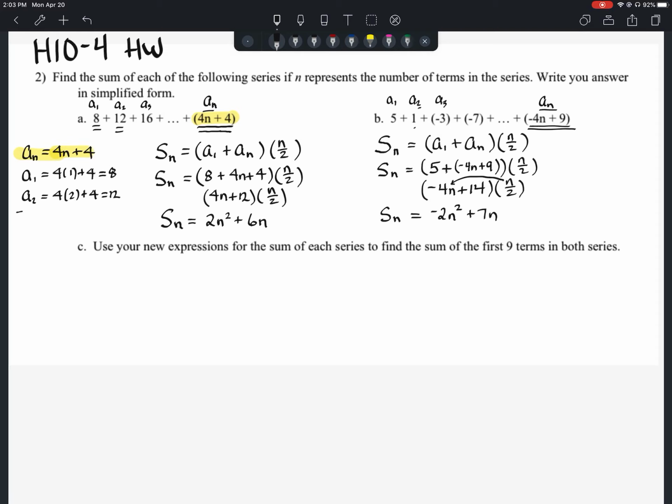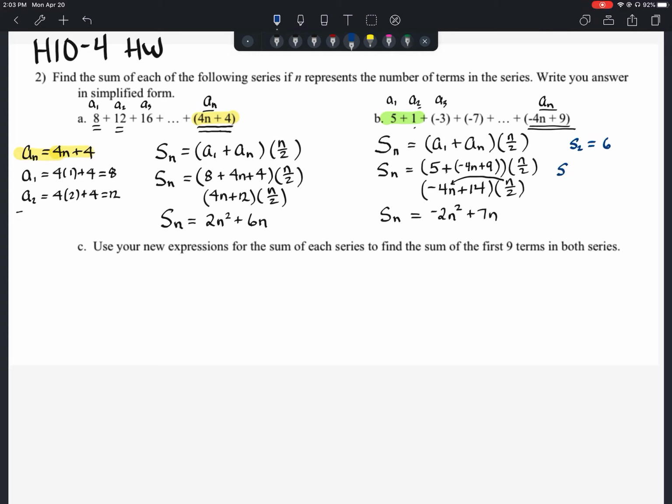Now, if you want to check them, remember, you can always check these. We'll just do that real quick with this letter B, right? Just choose a couple terms. Let's say I wanted to just check using these first two terms, 5 plus 1, right? I know there's two terms there. 5 plus 1 is 6. I know that the sum of the first two terms of this series is 6. Now, does that make sense with my rule?